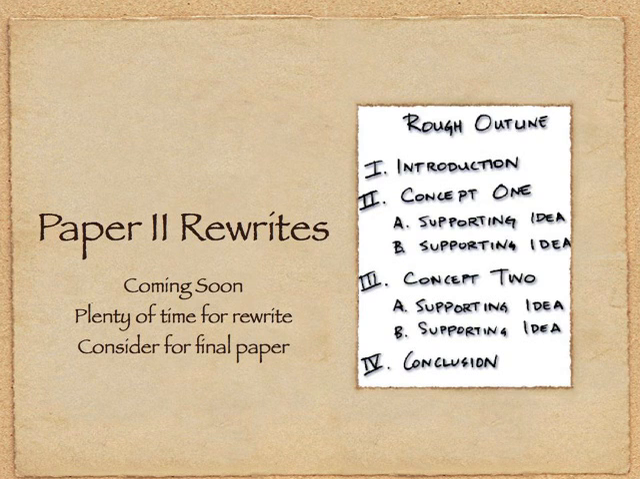Okay, so paper 2 rewrites. They're coming soon, like I said before. You'll still have plenty of time to do a rewrite, but I want you to be thinking of it when you get it back, thinking of that paper as your possible final paper. Can you improve this to make this 4-page paper into an 8 to 10-page paper? Can you double it? And the way you would double it is by adding in sources and then adding in more arguments. So keep that in mind.